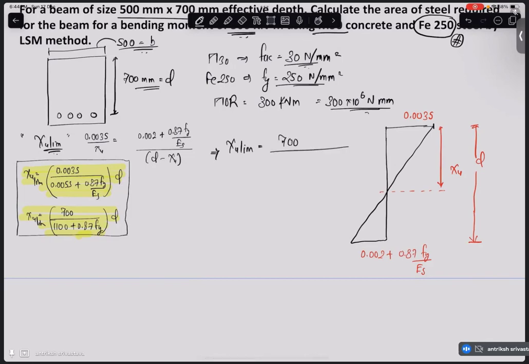So 700 divided by 1100 plus 0.87 into 250. So what is the value of Xu limiting? Then the whole thing multiplied by d. Our Xu limiting is coming out to be 372 mm.